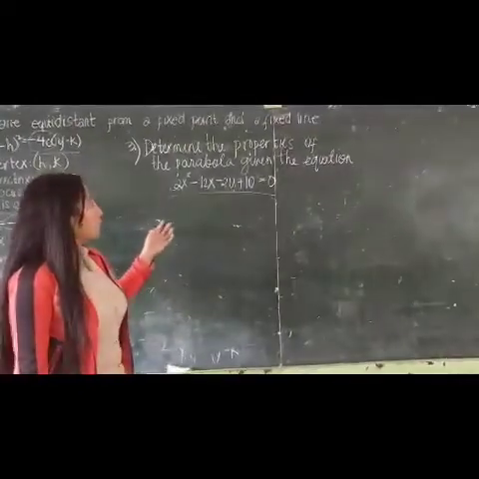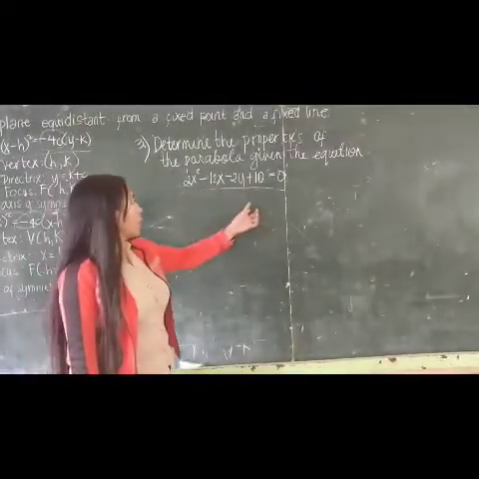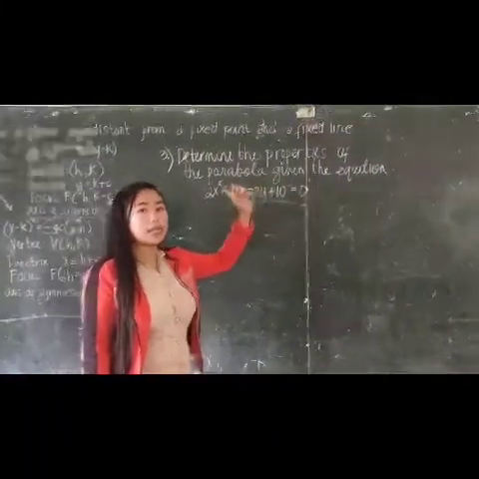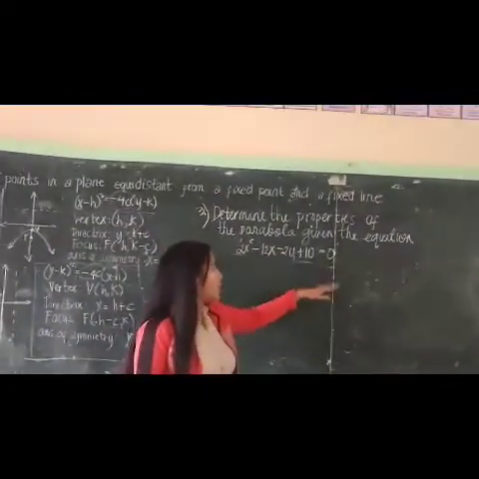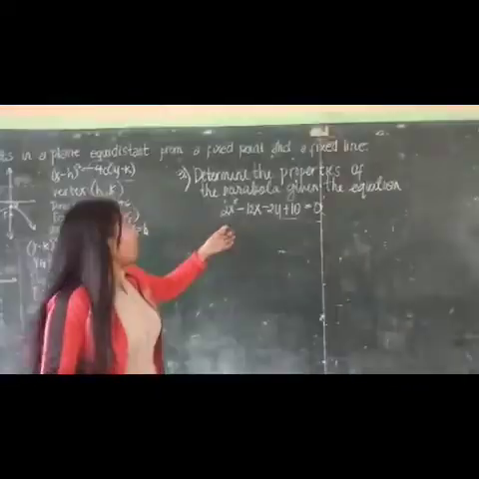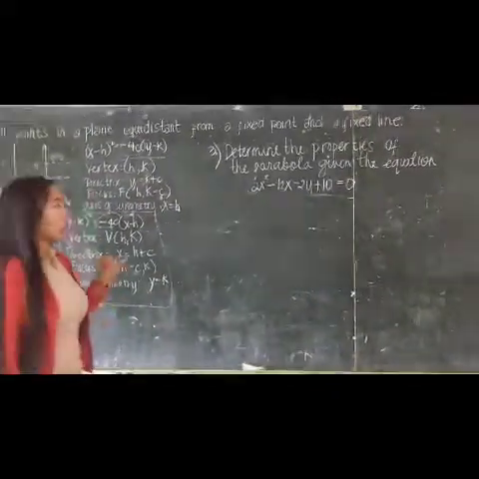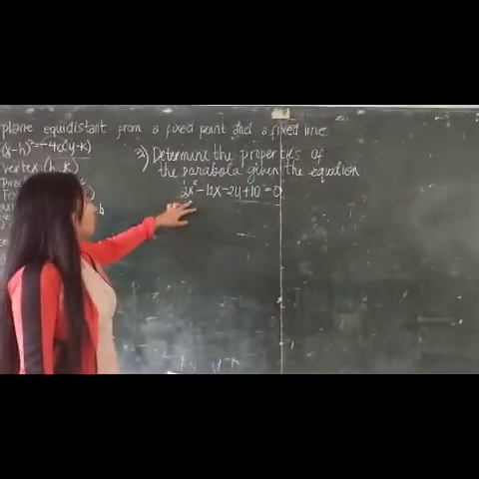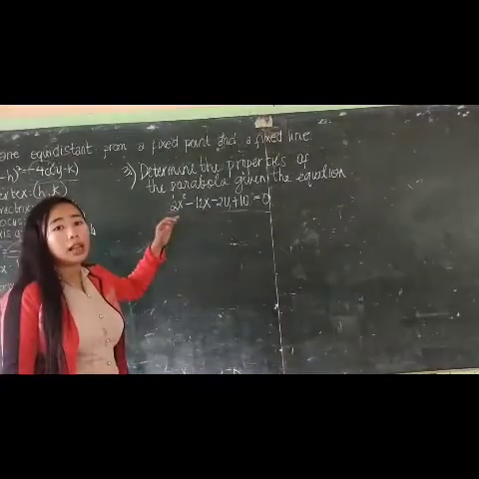Okay, example number 3. Determine the properties of the parabola given the equation 2x squared minus 12x minus 2y plus 10 equals 0. Okay, so the given is the equation. Then we will find the properties. So when we say the properties, the vertex, the focus, directrix, and the axis of symmetry. So here, the given equation is in general form.